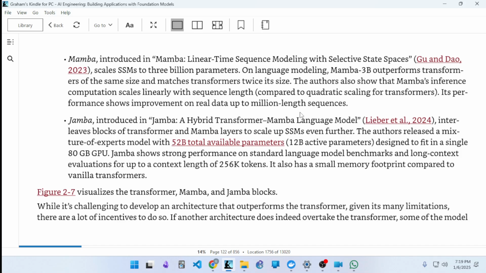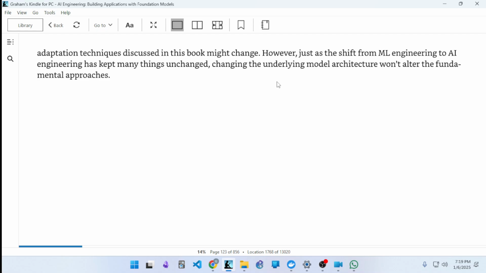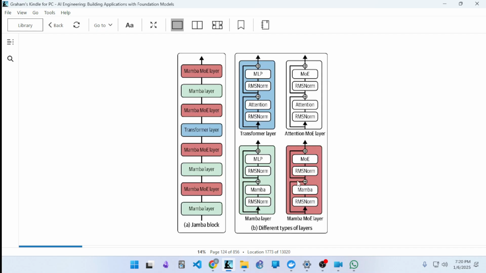While it's challenging to develop an architecture that outperforms the transformer, given its many limitations, there are a lot of incentives to do so. If another architecture does indeed overtake the transformer, some of the model adaptation techniques discussed in this book might change. However, just as the shift from ML engineering to AI engineering has kept many things unchanged, changing the underlying model architecture won't alter the fundamental approaches. All right, so here we go.